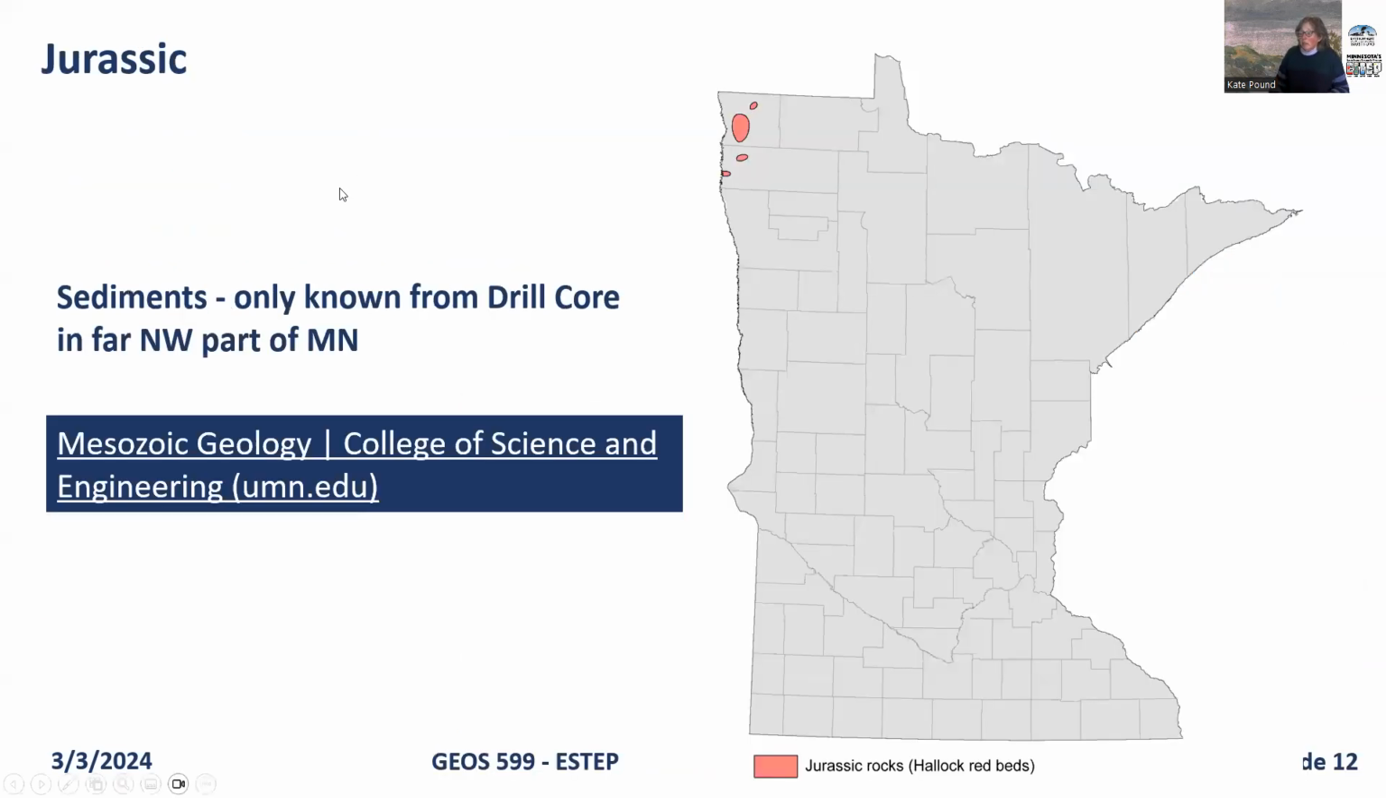Now, moving forward in time, getting younger, Jurassic sediments. These are only known from drill core. So that's when we drill down. There was some kind of investigation in northwestern Minnesota, and there were several drill cores obtained. And there are some sediments up there that are Jurassic in age, and very little is known about them. So there's another link here where you can go and find out what little is actually known about them.